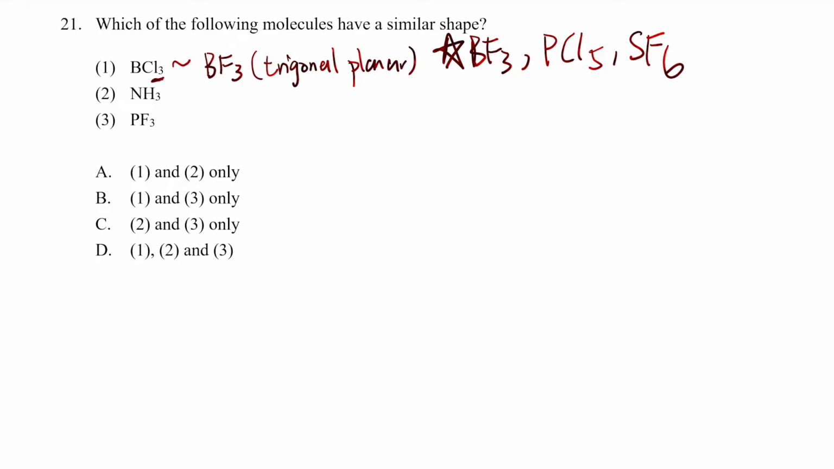Now, for the other two, NH3 here also ends with a 3. And I said usually if there are 3 atoms, like the hydrogen atoms in this case, then it will have a trigonal planar shape. But we need to pay attention and take into account whether there are any lone pairs of electrons. If there are lone pairs of electrons, then obviously the shape changes. And we know ammonia is a very typical example, where the nitrogen has a lone pair of electrons present there. And thus this would have a trigonal pyramidal shape.